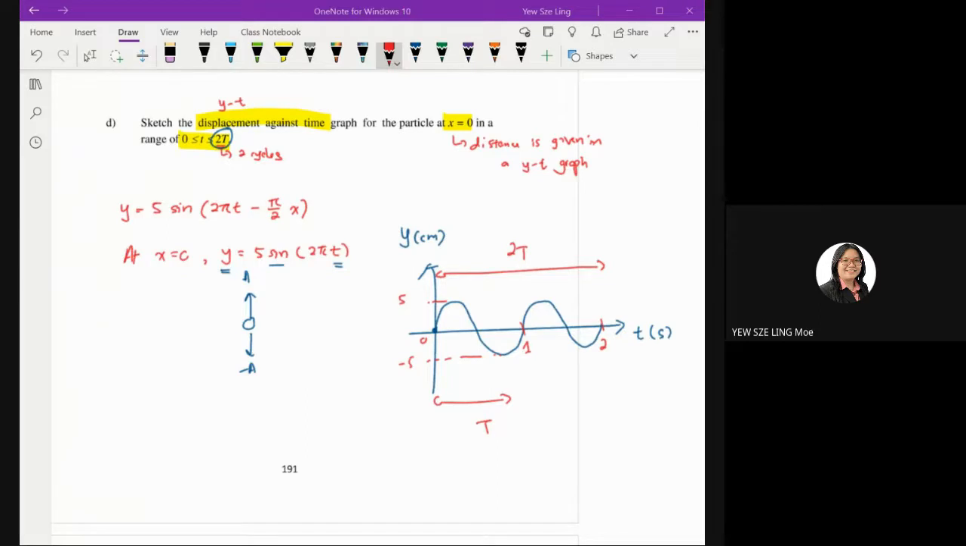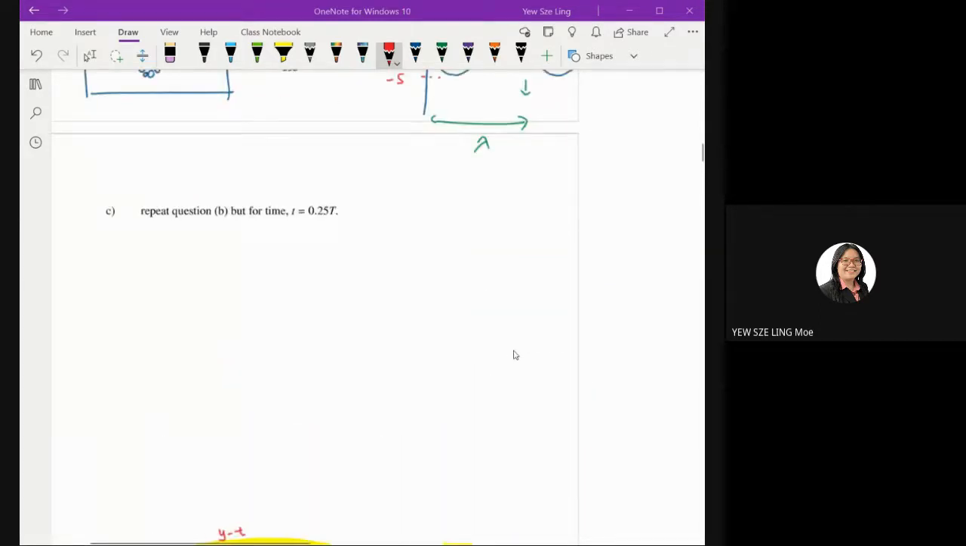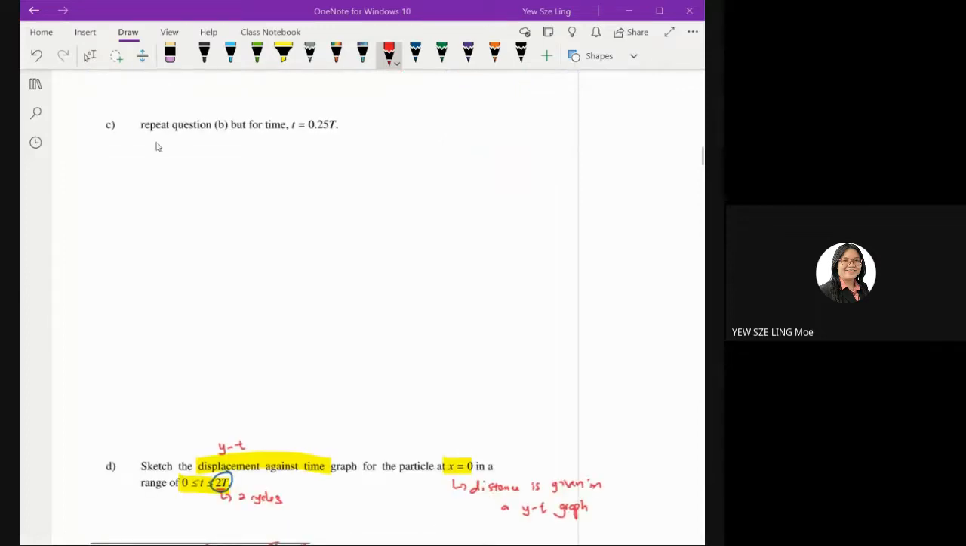All right. So this is just a very simple question. If you understand B, then you should be able to do D. Now let's see. Question C. So question C now wants you to repeat question B. So what is question B again? Question B asks you to sketch a displacement-distance graph.